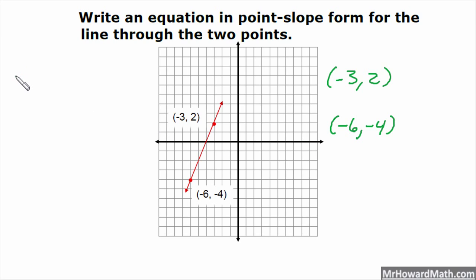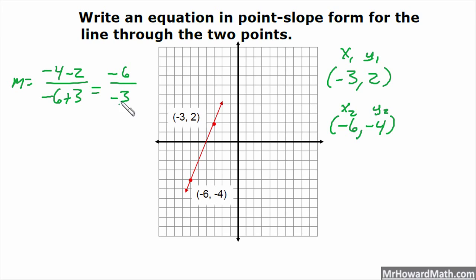Okay, so let's find our slope first. So slope would be equal to, let's label these x2, y2 for that one, x1, y1 for this one. So negative 4 minus 2 over negative 6 plus 3, because I'm subtracting a negative. So that would be negative 6 over negative 3. So reduce that and you would get positive 2. So my slope is positive 2.